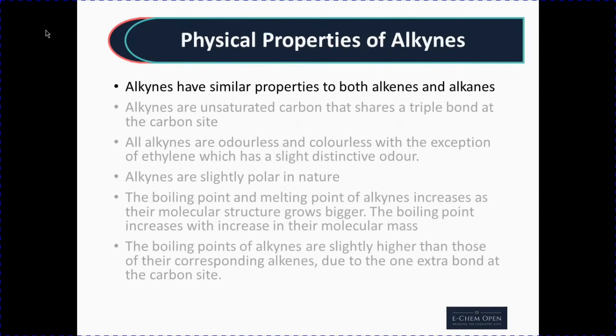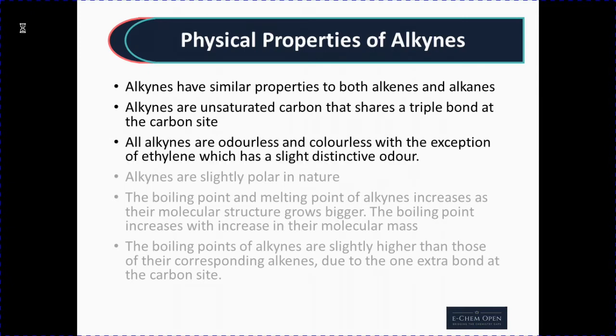Physical properties of alkynes. Alkynes have similar properties to both alkenes and alkanes. Alkynes are unsaturated carbon that shares a triple bond at the carbon site. All alkynes are odorless and colorless with the exception of ethyne, which has a slight distinctive odor. Alkynes are slightly polar in nature.